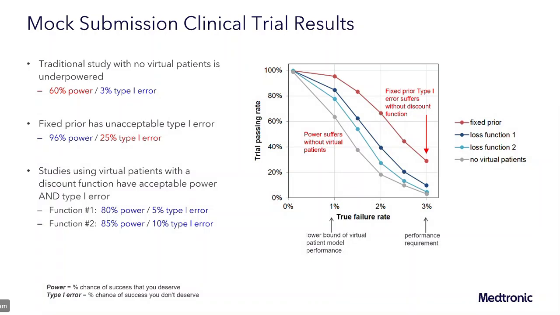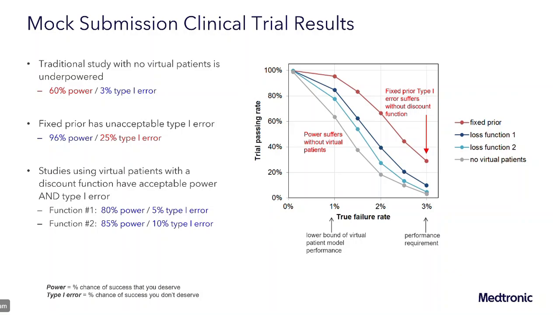And this is where the discount prior really comes into play and shows the benefit of an approach where you're adjusting the weight of your prior information according to the level of agreement. So in the cases where your prior information, in this case, our engineering model, agreed well with the clinical data, we have just about the same study power, or just about the same % chance of passing, which you should.